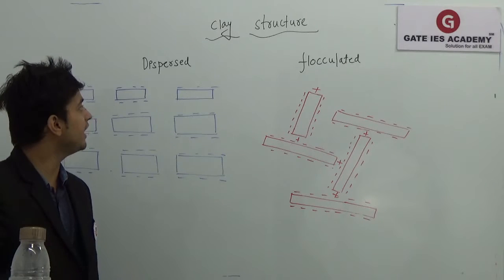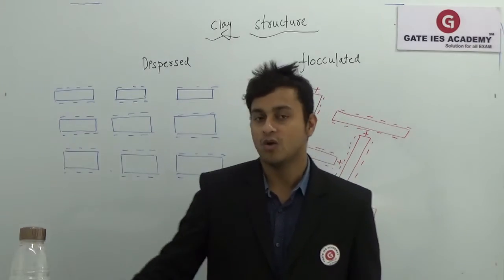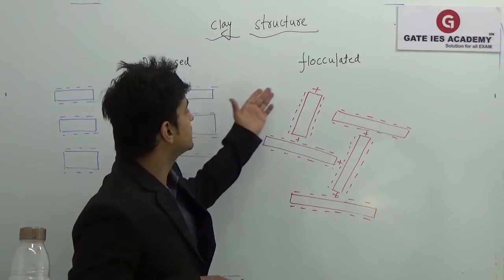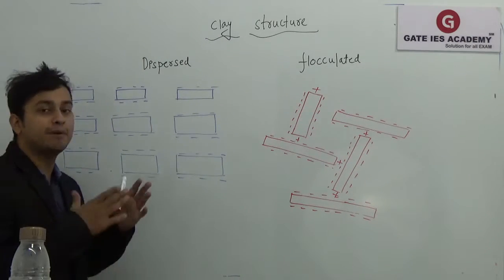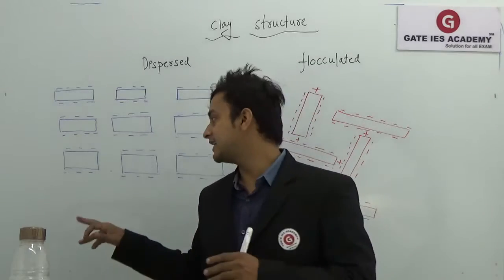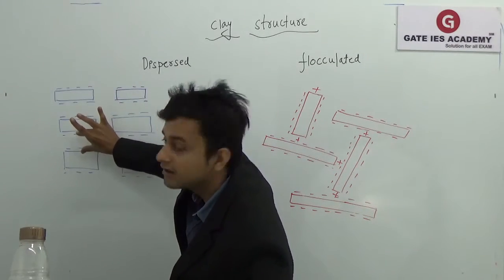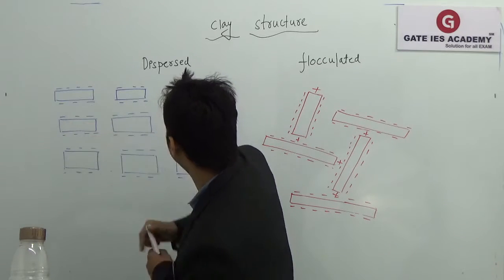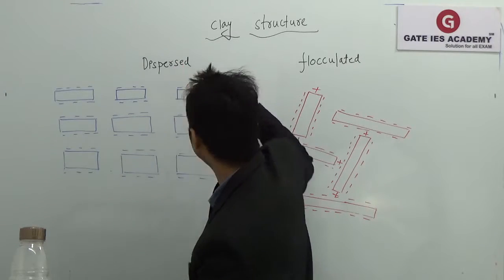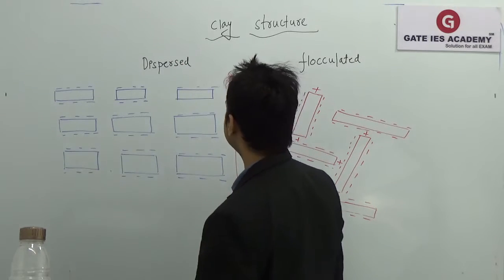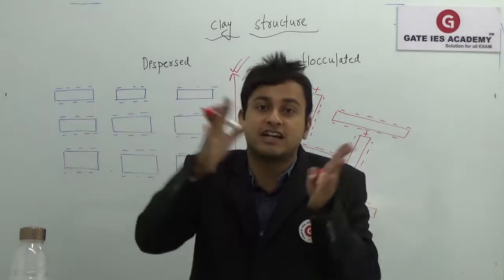Okay students, now we have the clay structure. We have two different types of structures. One is called the dispersed structure, one is called the flocculated structure. When the repulsive forces dominate, we say that it is a dispersed structure. As we can see, the negative charges will obviously be repelling each other, therefore the water thickness or the net thickness of the system is high. This thickness is higher in the dispersed case because the repulsive forces are dominating.